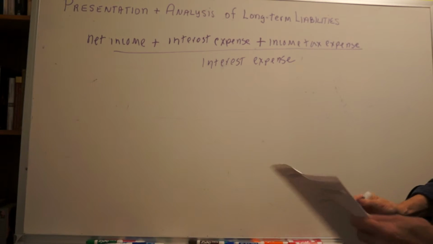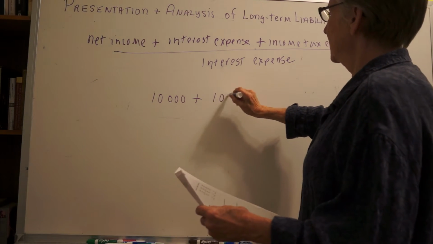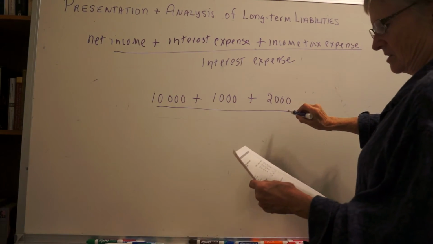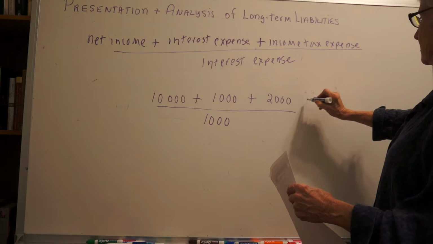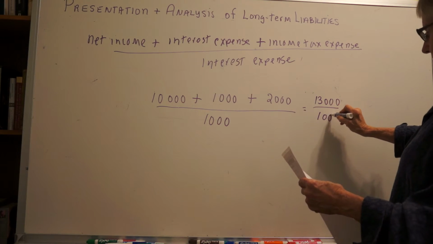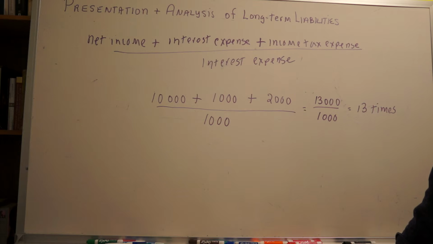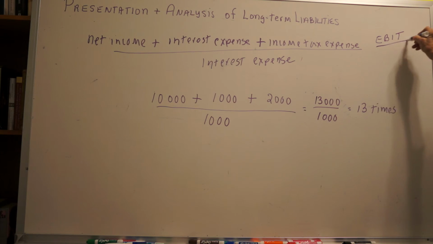So if you had company A with net income of 10,000, plus their interest expense of 1,000, which you'd add back, plus their income tax expense of 2,000, that would give you your top number. Then you would divide it by the interest expense of 1,000. That equals 13,000 over 1,000, so it is 13 times. That says they have the ability to pay their interest obligations 13 times. A higher ratio means a greater ability to pay off their interest obligations. The top number is called earnings before interest and taxes, or EBIT. You'll see that in some of the financial press.